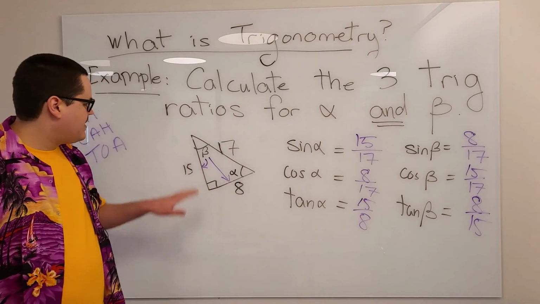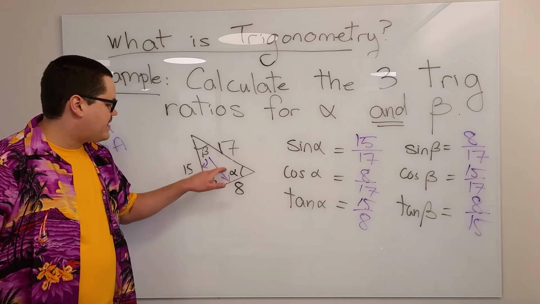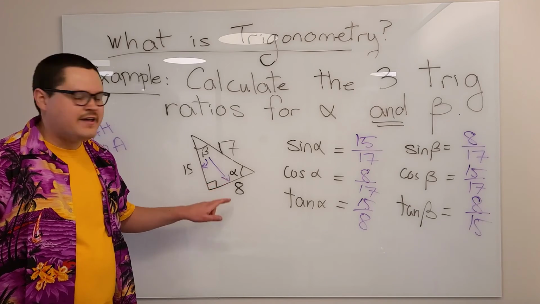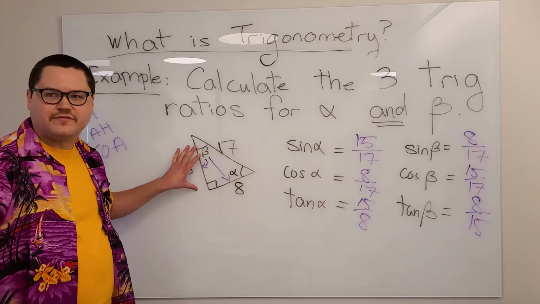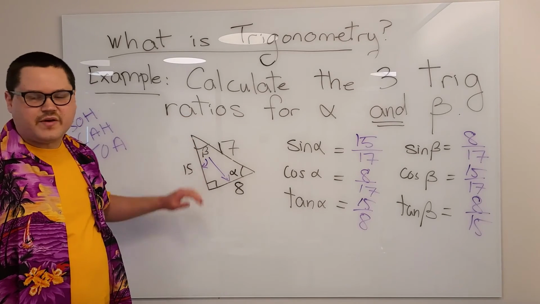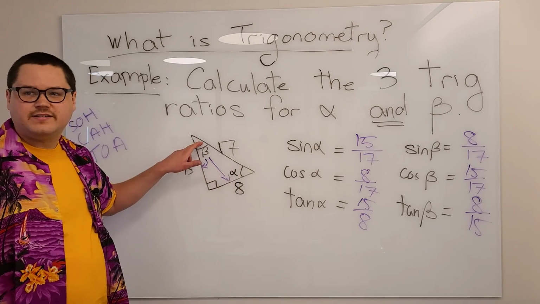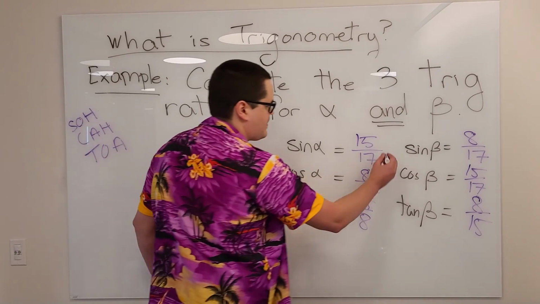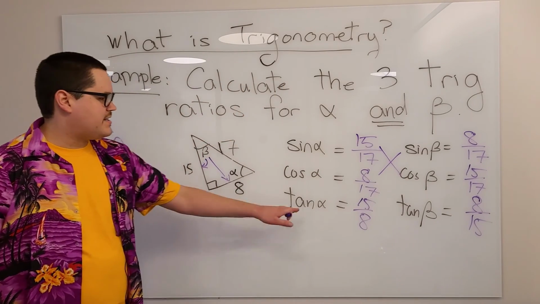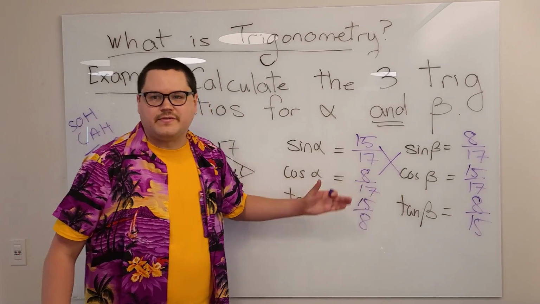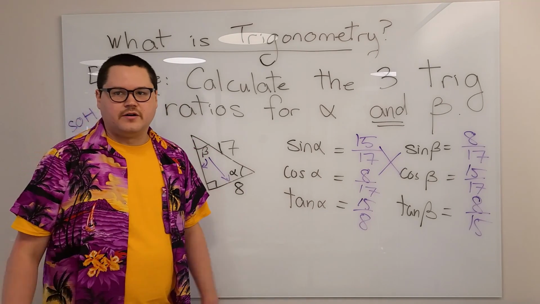See what happened? The side that was opposite beta, namely 8, is the side that was adjacent to alpha. And similarly, the side that was opposite alpha, namely 15, is the adjacent to beta. So when you go from this angle alpha to this angle beta, sine and cosine get flipped, and tangent, these are flippy dippies of each other. So the fancy word for flippy dippy, reciprocal. Don't forget.